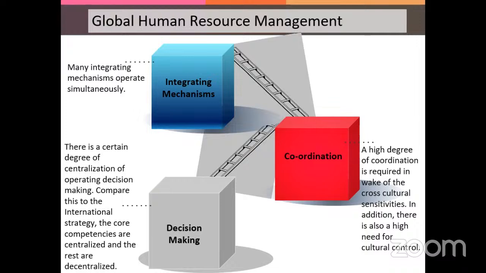A high degree of coordination is required in wake of cross-cultural sensitivity. In addition, there is also a high need for cultural control. Why? In the global environment we have cross-cultural domains. It therefore calls for coordination of these cross-cultural domains to avoid mismanagement of these sensitivities, and this could cause a breakout. I think that's one of the issues that Binance, Coinbase, and some of these crypto organizations are facing. Now, not just in Nigeria, just across the globe, we have issues of crypto companies facing these issues.